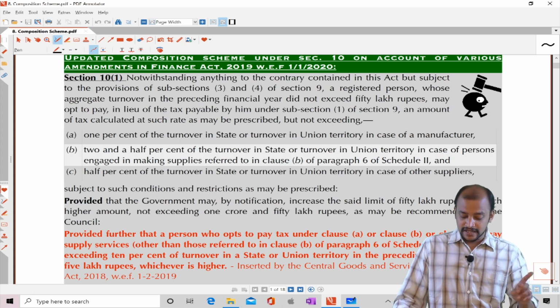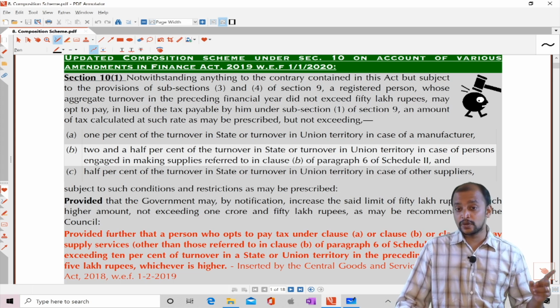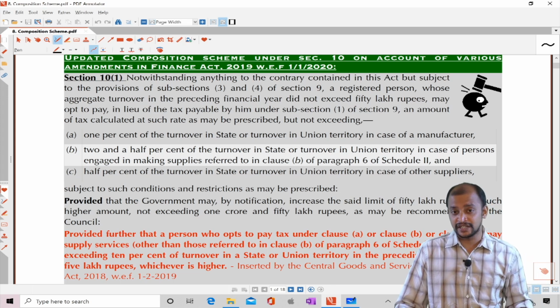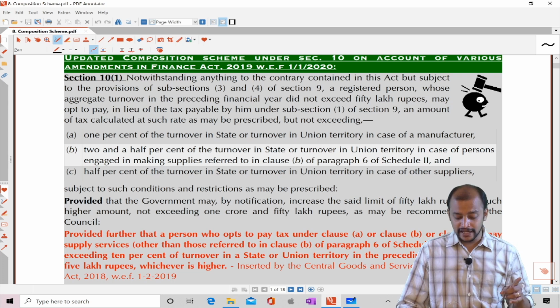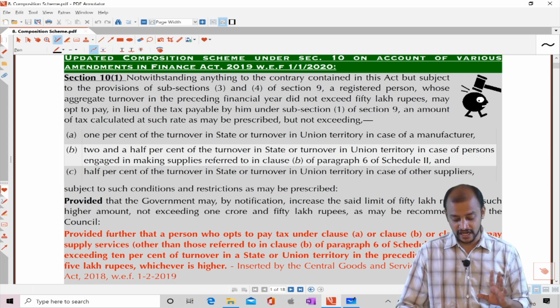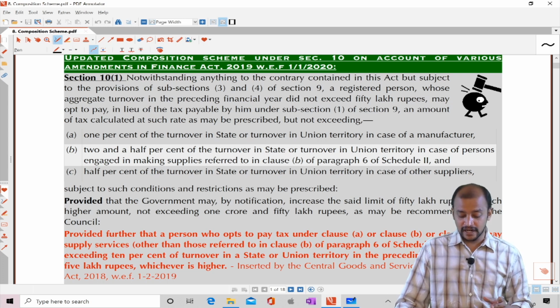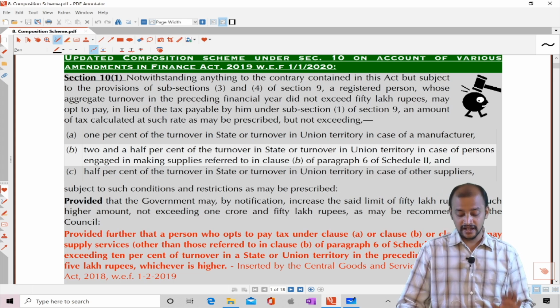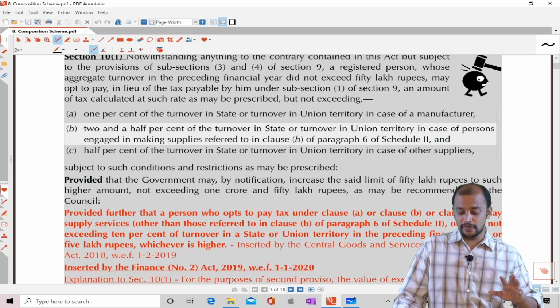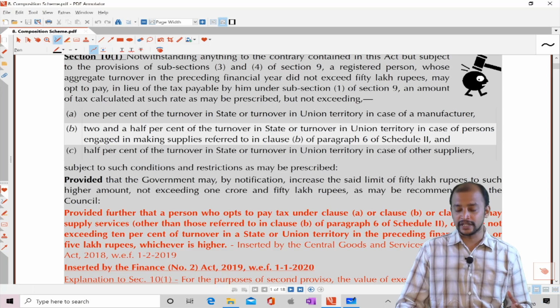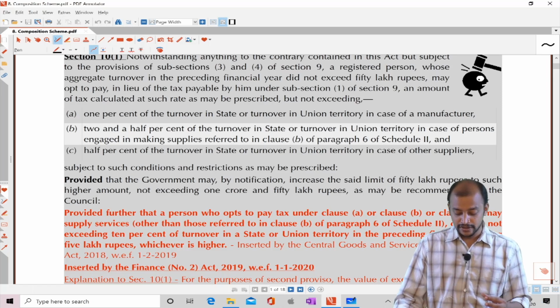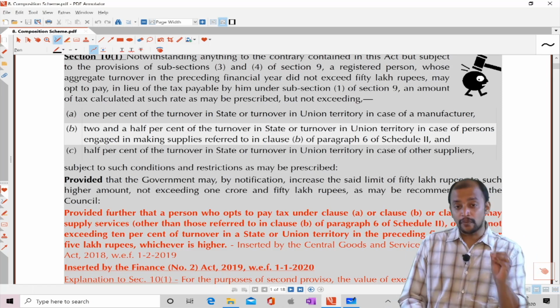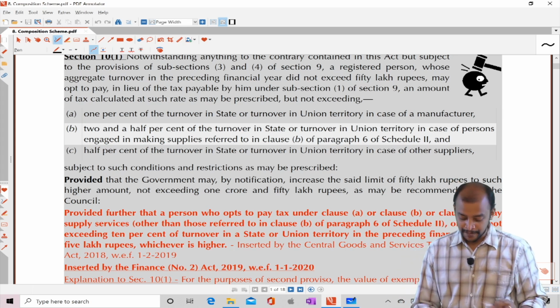A registered person whose aggregate turnover in the preceding financial year did not exceed 50 lakh rupees may opt to pay, in lieu of the tax payable under him under subsection 1 of section 9, an amount calculated at such rate as may be prescribed, but not exceeding 1% of the turnover in a state or turnover in a union territory in case of manufacturer. So in case of a manufacturer it will be 1% of turnover.